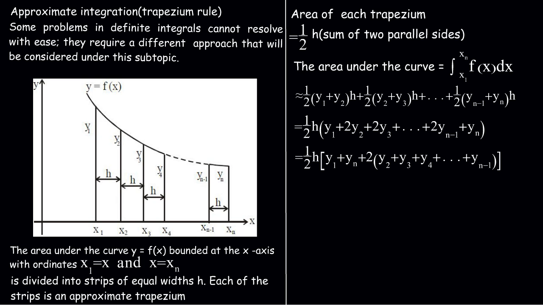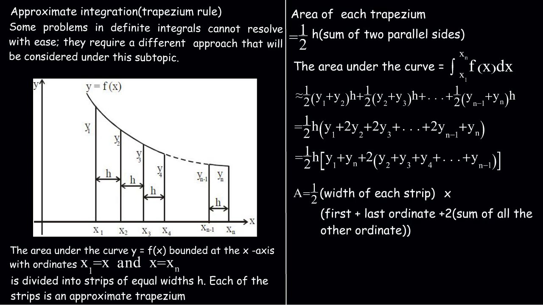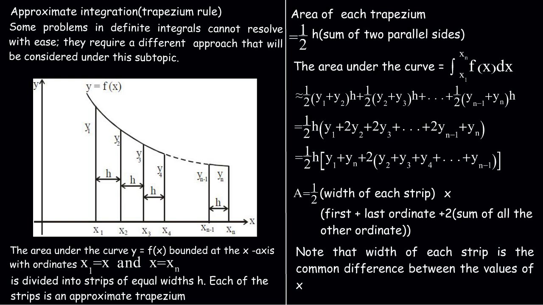So this can be written as the area equals half the width of each strip, which is our height h, times in bracket first plus last ordinate plus 2 in bracket sum of all the other ordinates. Note that the width of each strip is the common difference between the values of x, that is, x2 and x1, for each of the strips.